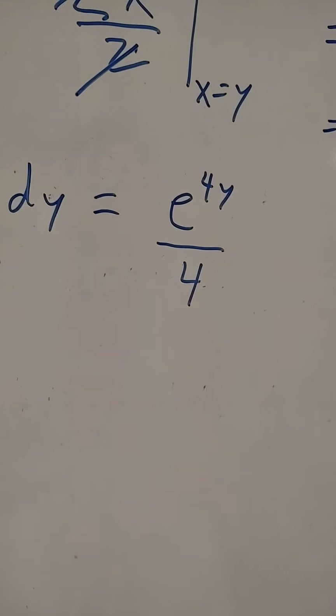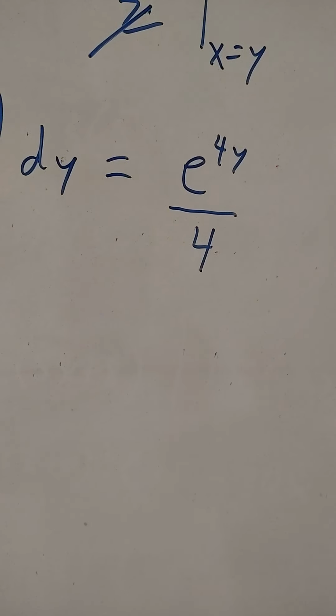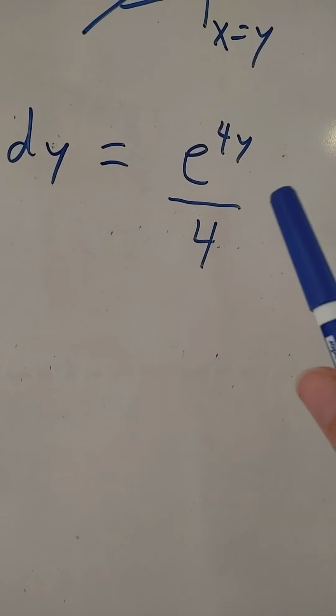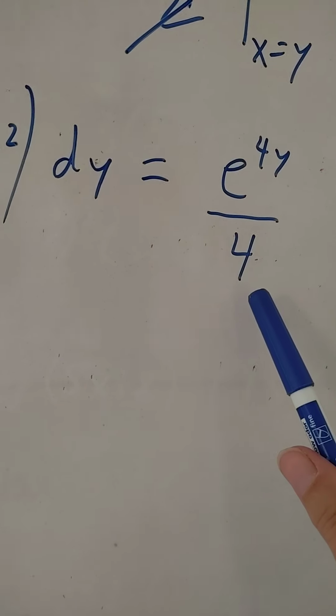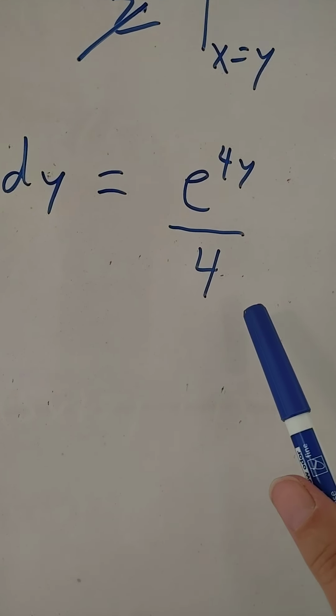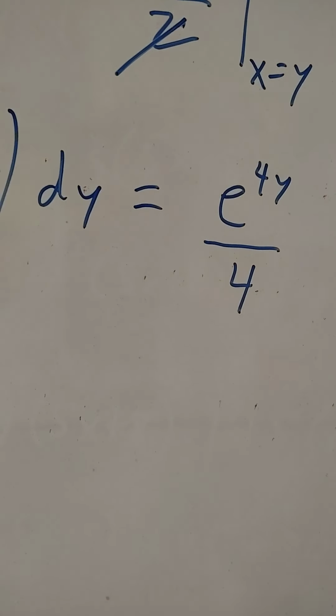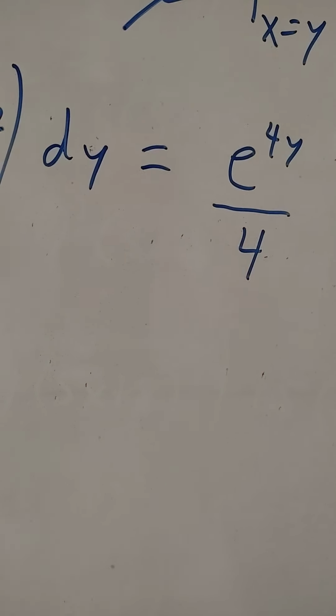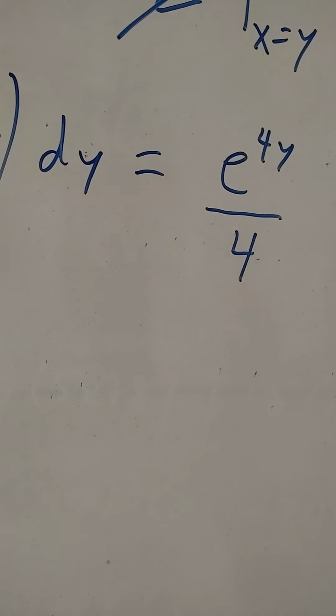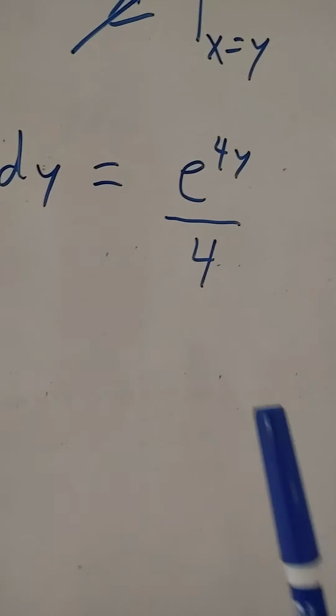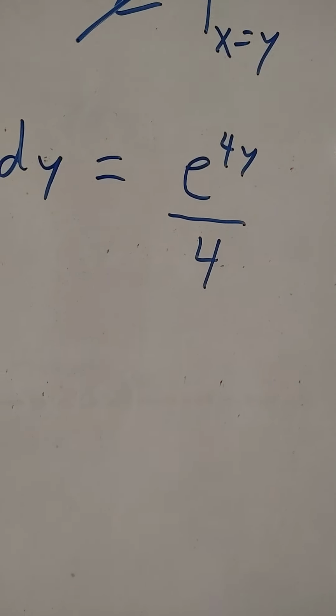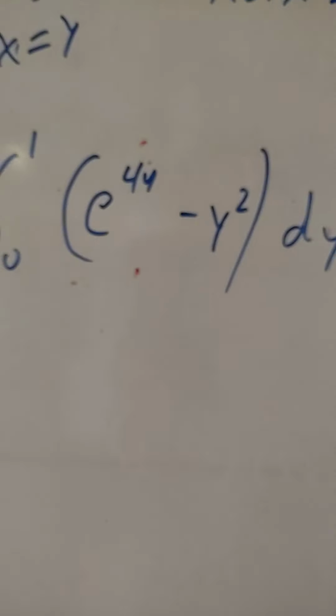Remember, the derivative of e to the 4y is e to the 4y times 4, but the antiderivative you divide by 4. If you don't feel comfortable with that shortcut, just do a u substitution. The integral of e to the 4y dy, let u equal the exponent 4y. And with that u substitution, you'll get this same answer eventually. Okay, so I'm done with that first integral.